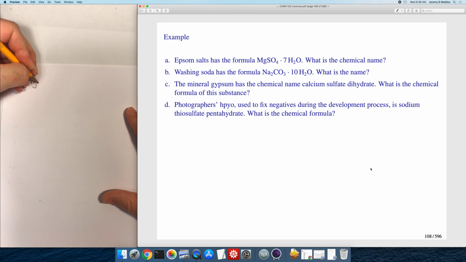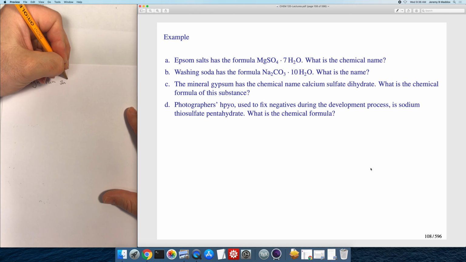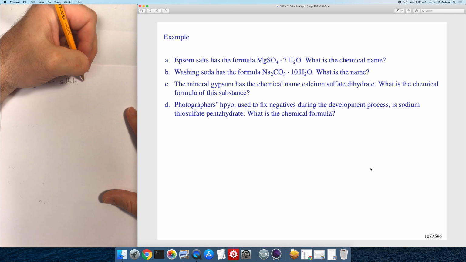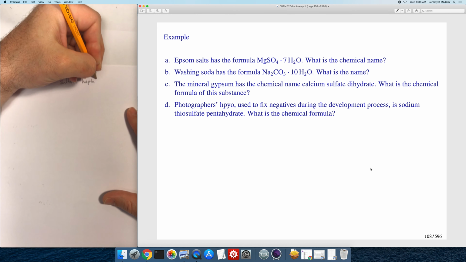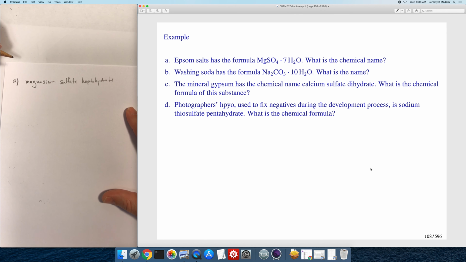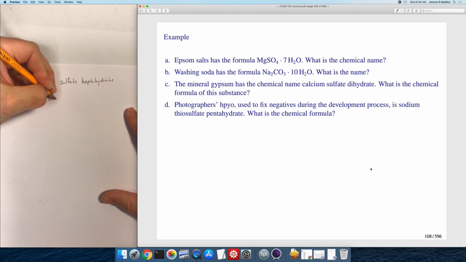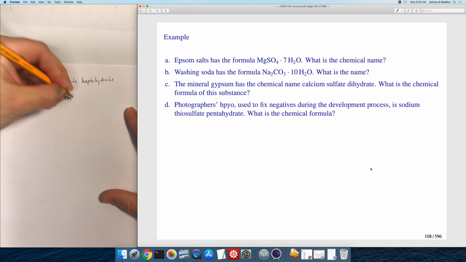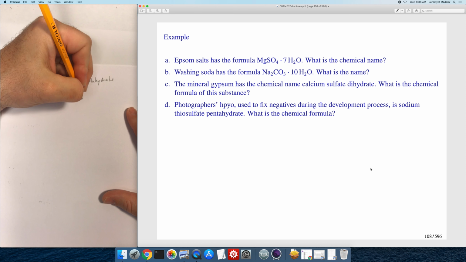Well, first you need to come up with the ionic compound's name. So that would be magnesium sulfate. And then for 7, the Greek prefix is hepta: heptahydrate. For the next one, we've got sodium carbonate. That's the anhydrous compound's name. We've got 10 waters, and so that would be decahydrate.